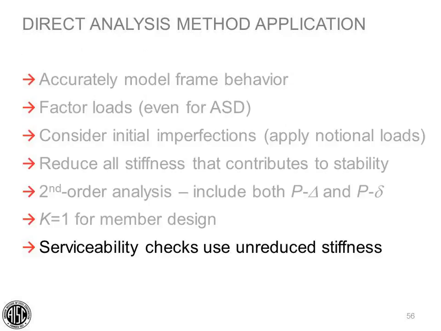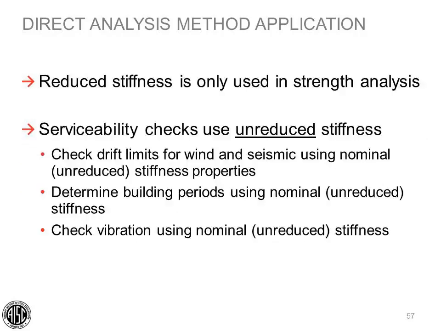And last point for the direct analysis method, serviceability checks are done using the unreduced stiffness. The reduced stiffness is only used for the strength analysis. Use the nominal unreduced stiffness for all serviceability checks. So use the nominal unreduced stiffness when checking deflections or wind or seismic drifts, when determining building periods and mode shapes, and for vibration checks. The reduced stiffness properties are only used for the strength analysis.